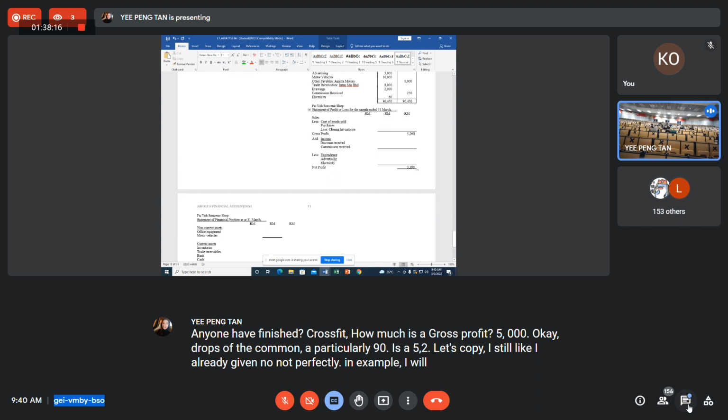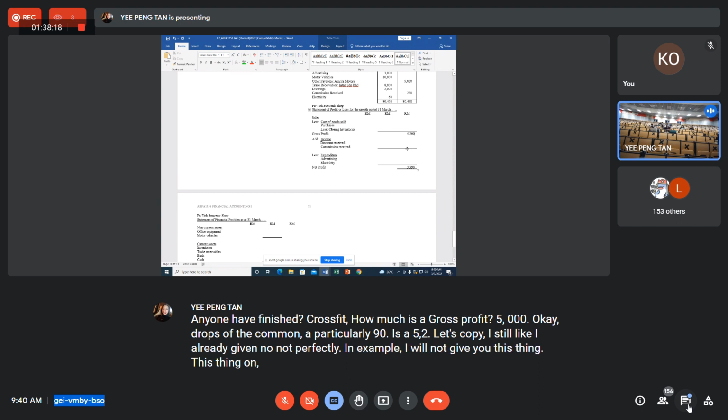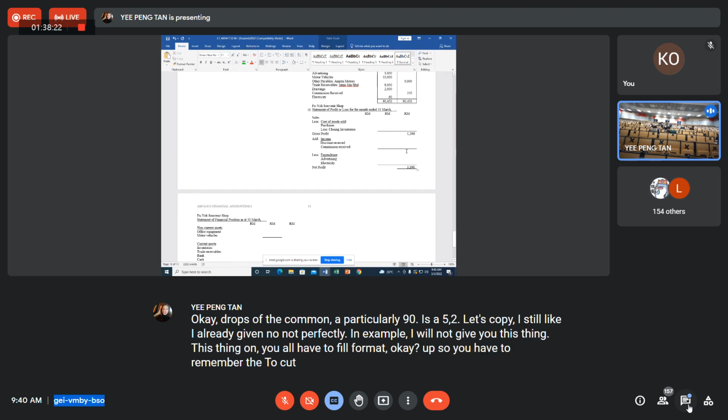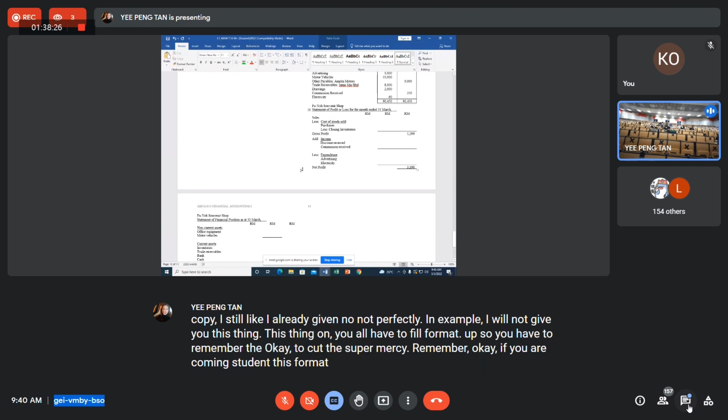In the exam, I will not give you this thing. You all have to fill it out, so you have to remember the format. Like it or not, you must remember. If you are an accounting student, this format you can never forget.